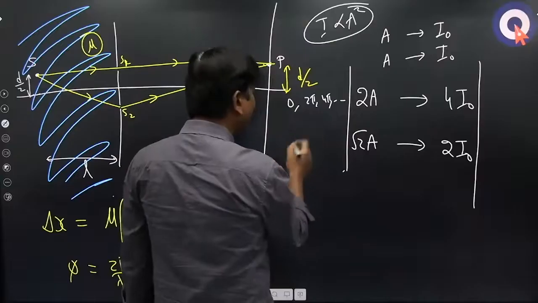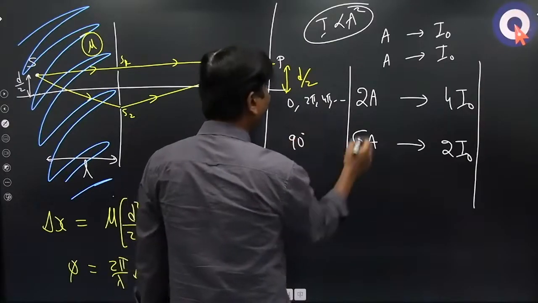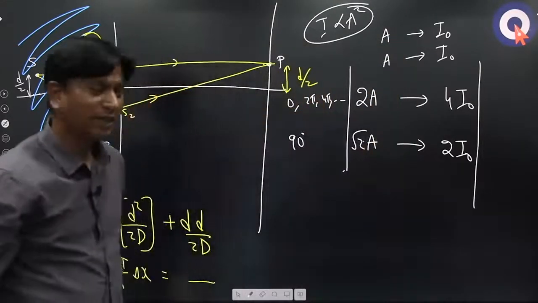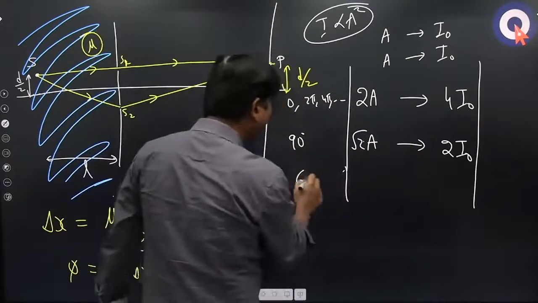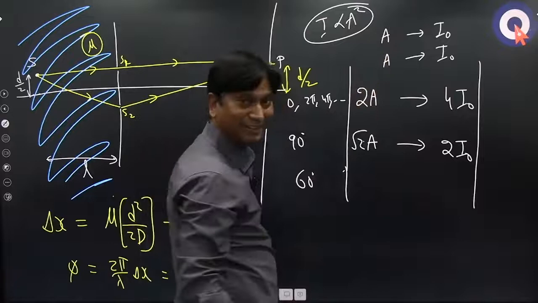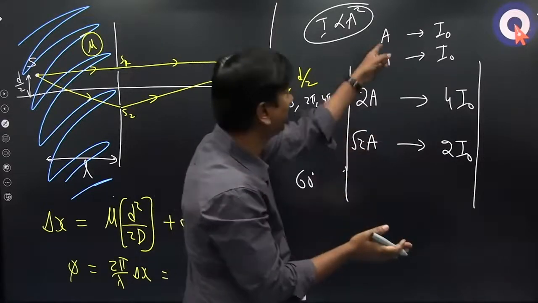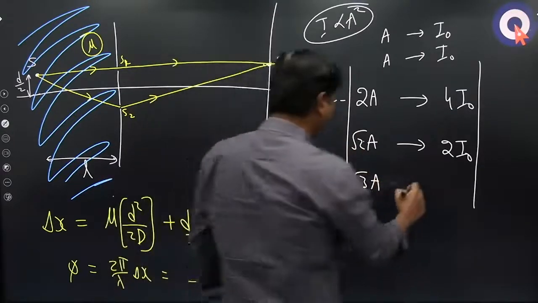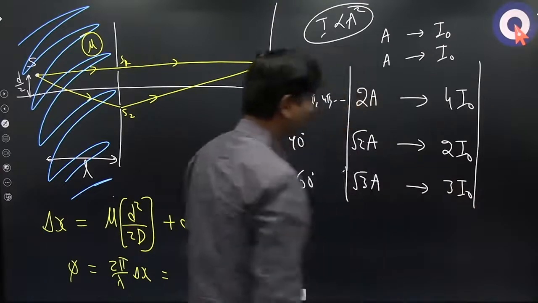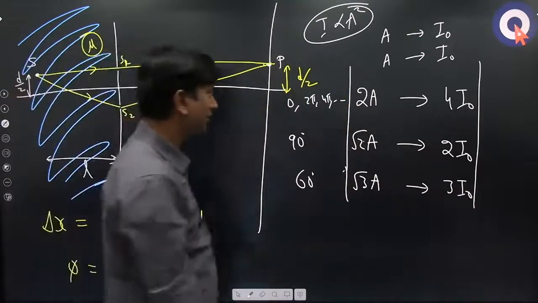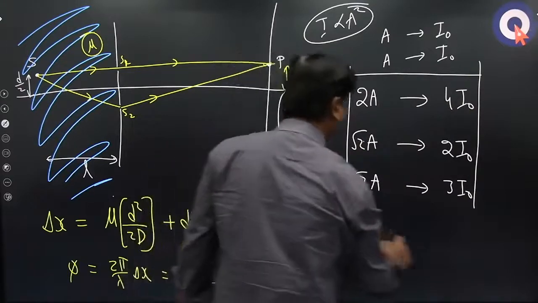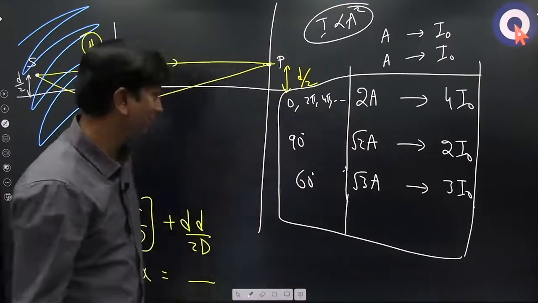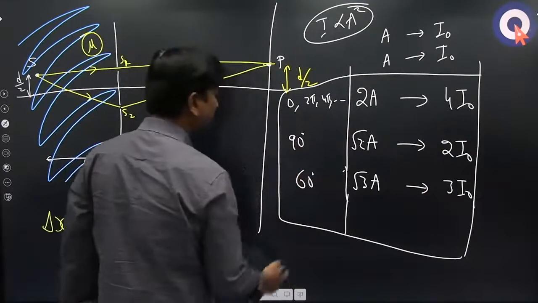And this is for 90 degrees. With vectors A and A at 90 degrees, the resultant is root 2 A. Similarly, if it is 60 degrees, two vectors having equal magnitude A and A at an angle of 60 degrees, will you not get root 3 A? That time your intensity will become 3 I naught. Please try to get the point. These are all ready-made things which you can know, so that it will be easy for us to solve the problems.